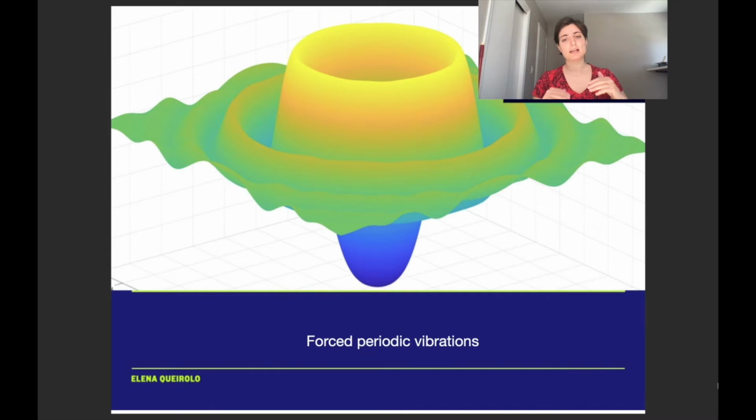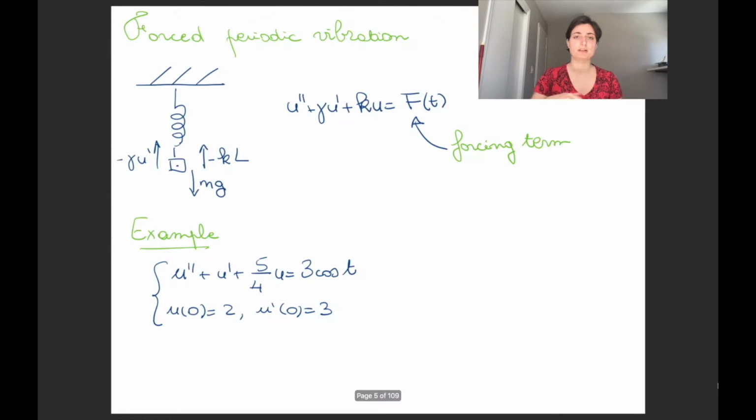And here we want to look at forced periodic vibration. So we have the system that we studied last week, and we add an external forcing. So what we had last week was this system of a mass that is undergoing gravity, that is being pulled back by the spring to its stable position, and that is slowed down by damping. And now we add a forcing term.